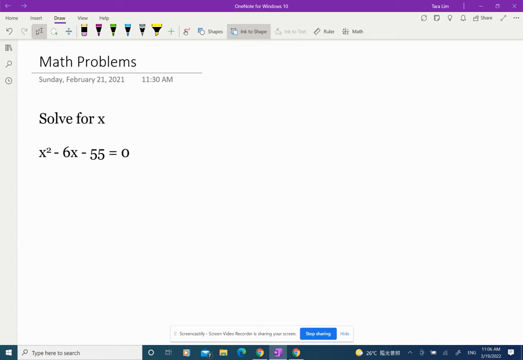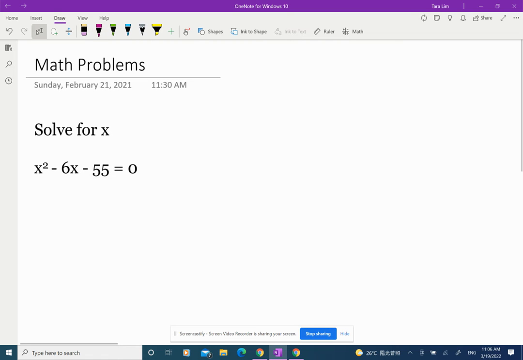So today we'll be talking about quadratic functions. In quadratic functions, there are three different types of forms. There is vertex form, there's standard form, and there is also factored form.